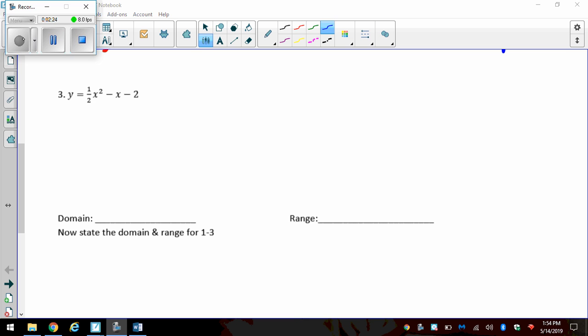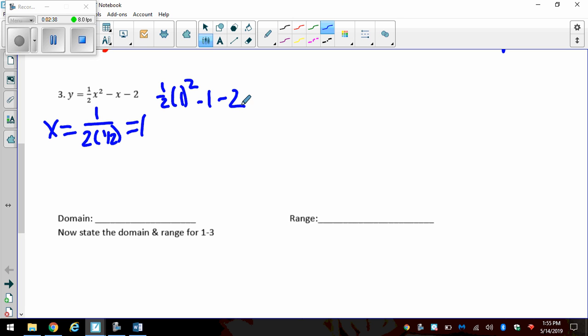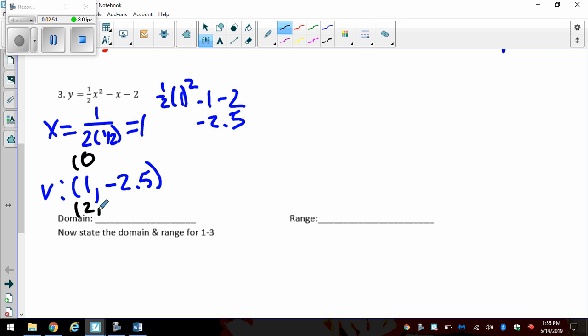All right, last one here. The opposite of b is 1. Your vertex is 1. Plug that into the equation right here to get out your y value. So we get out negative 2.5. So your vertex is 1, negative 2.5. Pick a number above and below. You're shooting out negative 2. So 0, negative 2.